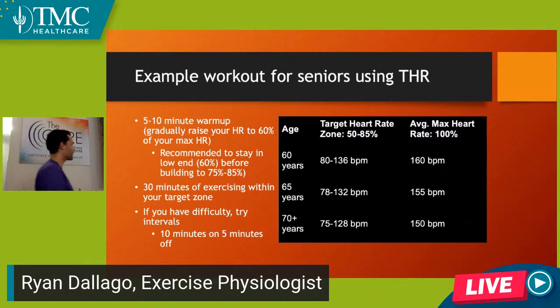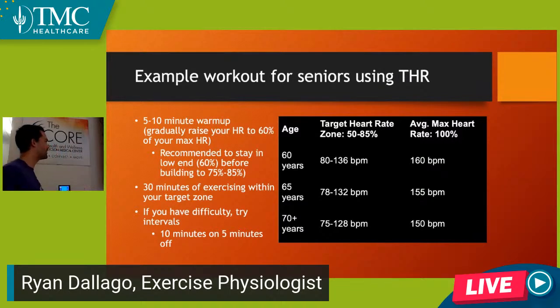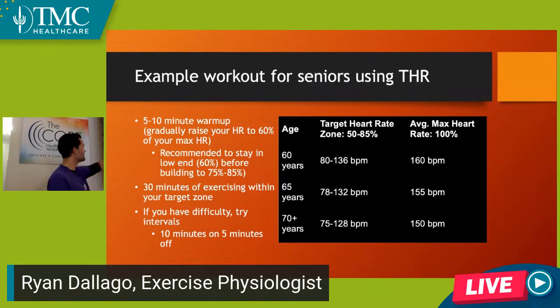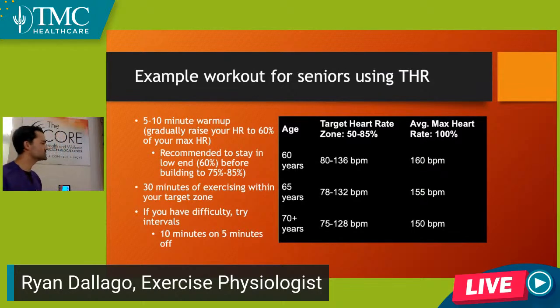Gradually increase your heart rate to that 80 to 136 range. I put here about 60%. So during that 5 to 10 minute warm-up, you want to increase your heart rate to 60%. If you're in that 60 years category, 60% of that is going to be about 96. So slowly get your heart rate up to about 96.